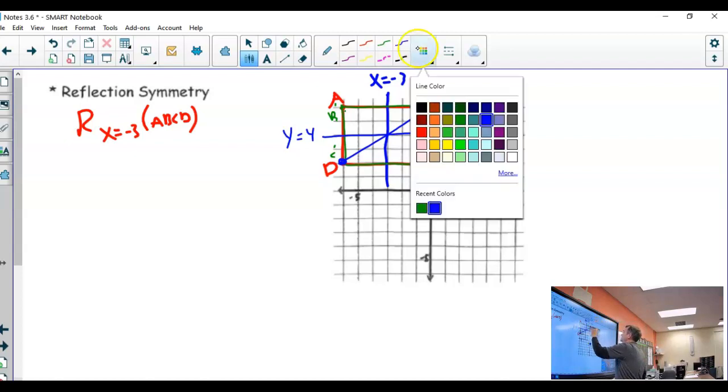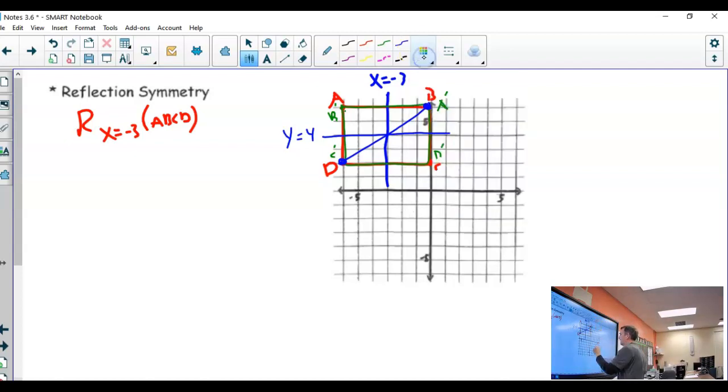I just wanted to show you one more thing, and then we will move back to the notes again. What if I did a parallelogram? Let's make a parallelogram down here. We'll go down 4, over 1. Boom. So this is going to be a parallelogram.